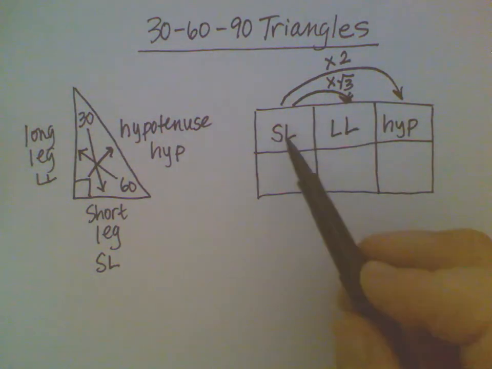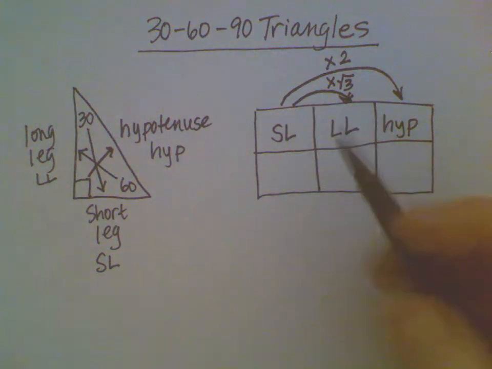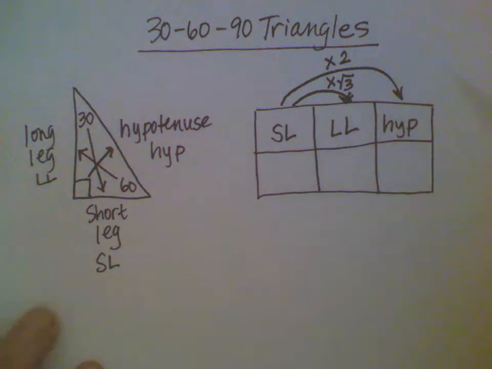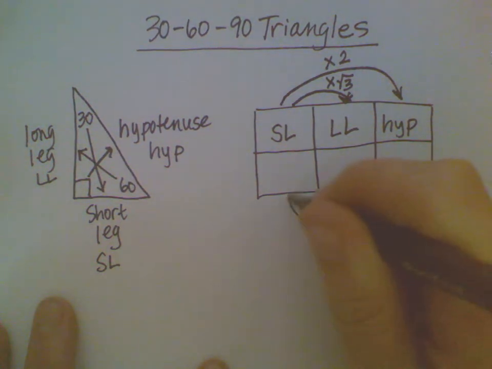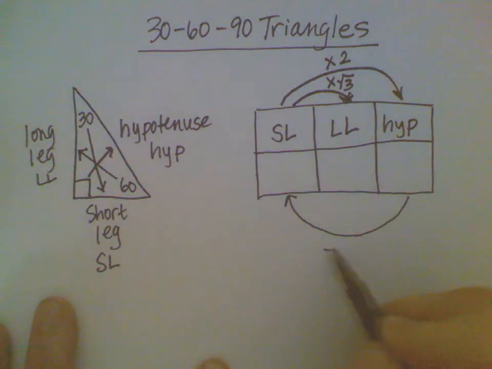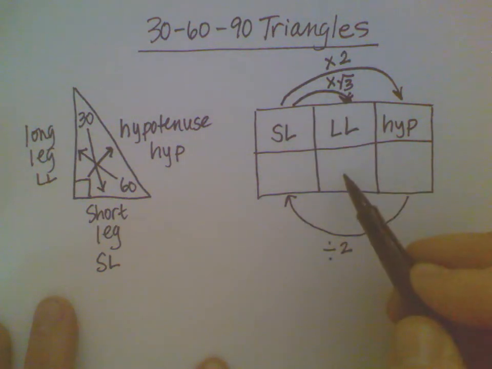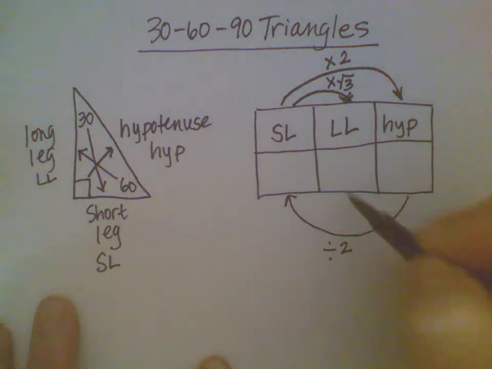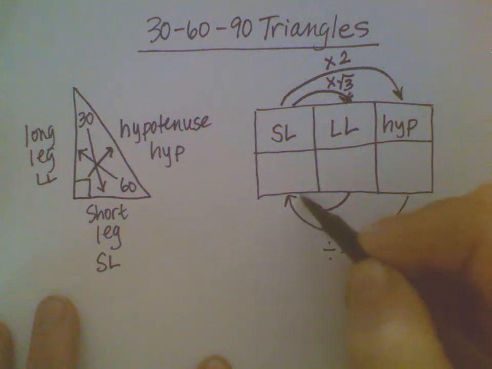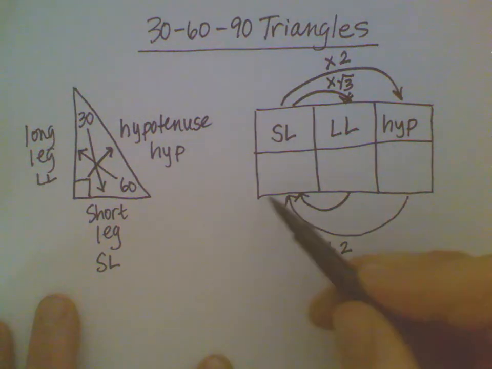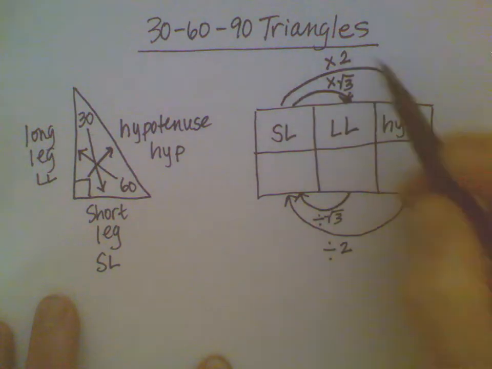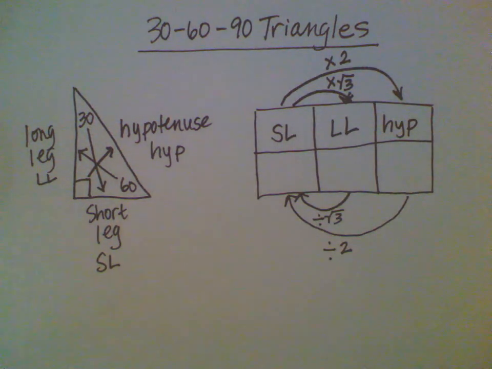I always like knowing the short leg first. That seems to me to be the easiest one to work with, but that's not always going to be the case. So if I'm given the hypotenuse, I'll move to the short leg by dividing by 2, and then from the short leg I'll move up to the long leg by multiplying by the square root of 3. If I'm given the long leg, I'll move to the short leg because I like to work with the short leg the most. That one's divide by the square root of 3, and then I can take the short leg to the hypotenuse by multiplying by 2. So it's similar to yesterday, but a little bit different.